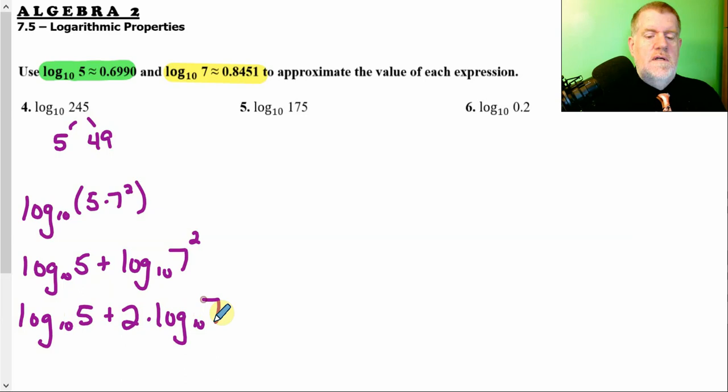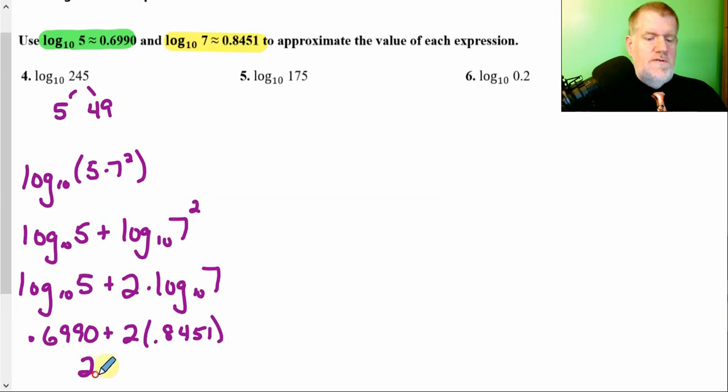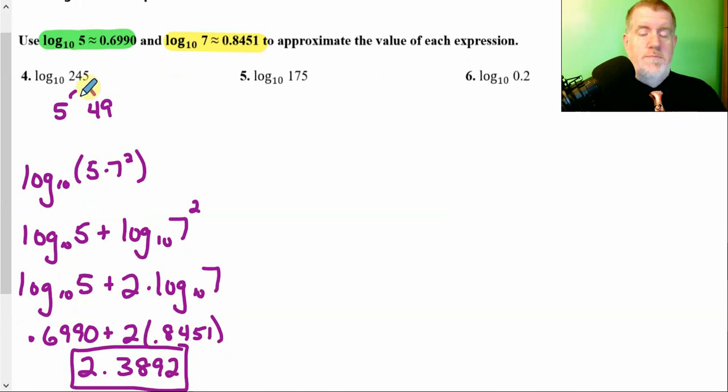So when it really comes down to it, I'm taking the log base 10 of 5, which is 0.6990, adding it to twice the log base 10 of 7, which is 0.8451. So if I do that calculation, 2.3892. So 10 to the 2.3892 is about 245. All right.